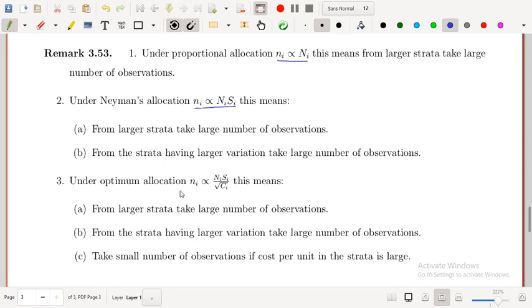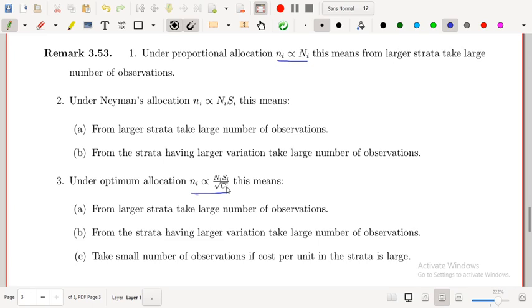The third remark is under optimum allocation. We know in optimum allocation first and optimum allocation second, ni is also directly proportional to NiSi upon root of Ci. So this means from larger strata take a large number of observations, from a strata having larger variation take a large number of observations, and take a small number of observations if the cost per unit in the ith strata is large. Ci means cost per unit in the ith strata.